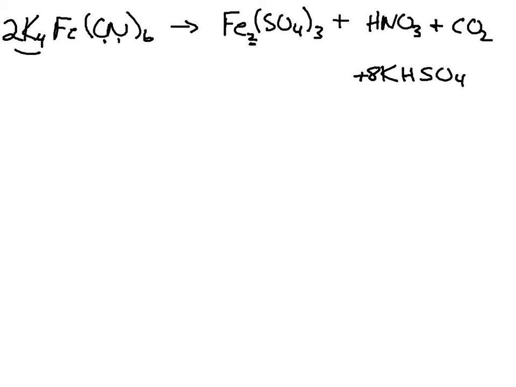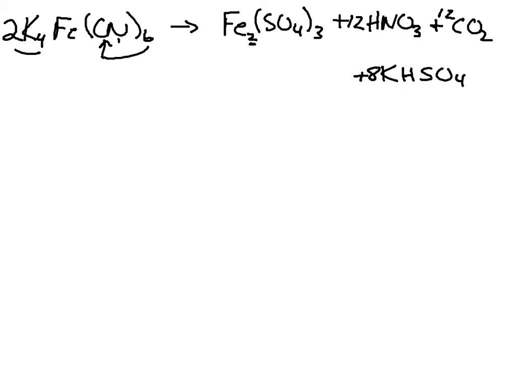Now how many carbons do I have here? I've got 6 times 1 times 2 is 12 carbons, so I'm going to need 12 carbon dioxides. And then the nitrogens, I've got 12 nitrogens, so I'm going to need 12 nitric acids. Now how's that for ugly? Okay. Now what we need to do is do our hydrogens and then our oxygens.